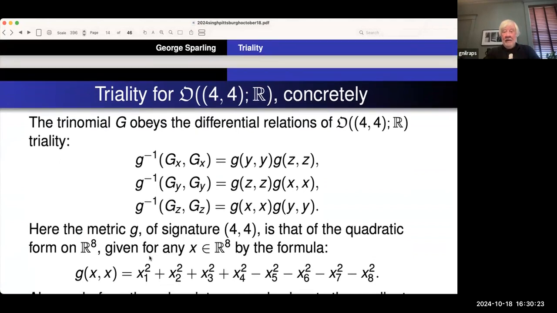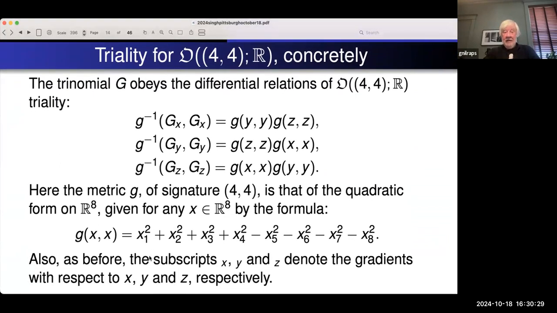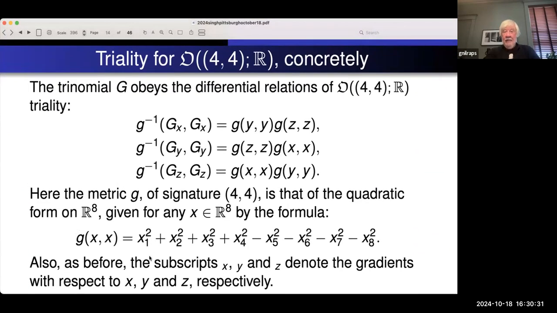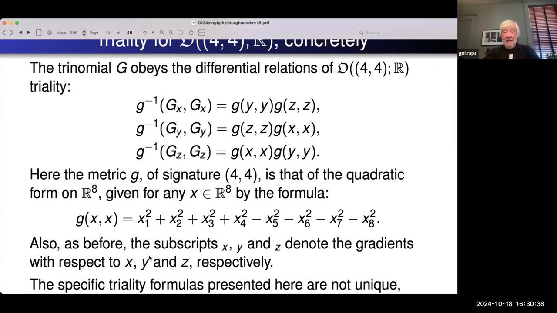And again, you have the corresponding differential relations. Here, the metric is now a 4-4 signature metric. So we have a 4-4 metric here, and otherwise it looks exactly the same as the standard triality.